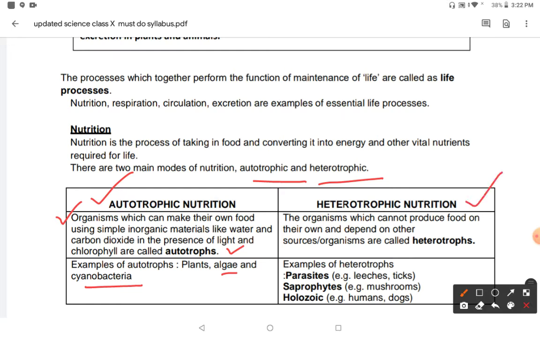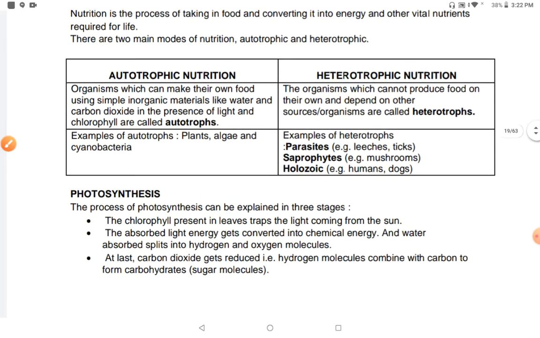And what is heterotrophic nutrition? The organisms which cannot produce food on their own and depend on other sources and organisms are called heterotrophs. For example, parasites, ticks, leeches, saprophytes, mushrooms, and holozoic organisms, human beings and dogs or other animals. So these are heterotrophic nutrition.